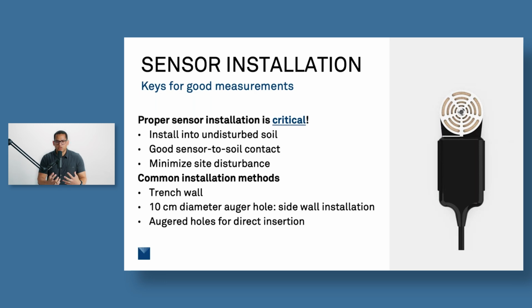So we've talked about some of the key principles behind good measurements. Now let's talk about some of the different installation methods. One of the most basic ways, of course, is to dig a trench and then install into the sidewall of that trench.